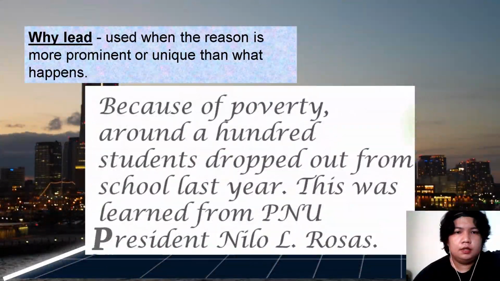The next W is why. It is used when the reason is more prominent or unique than what happens. Look at our example here. The first line in the paragraph here answers the question why. Why did around 100 students drop out of school last year? So the answer is because of poverty. Let's answer the question why.